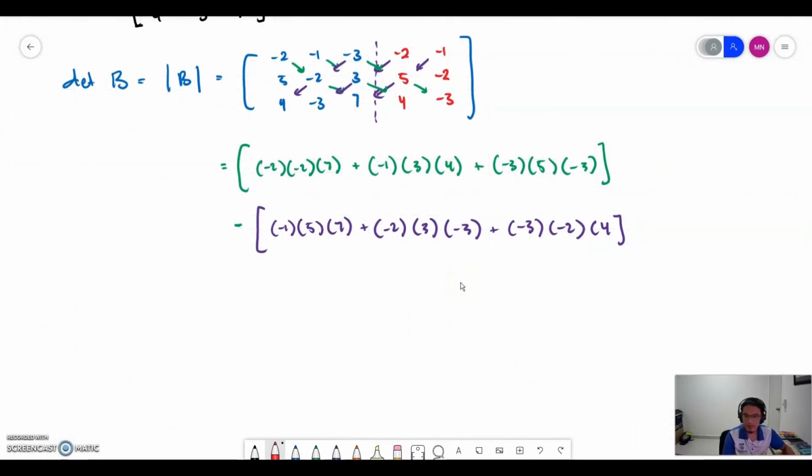Then we proceed with the calculation. We do all the multiplication, addition, and subtraction involved in the calculation. So we should have 61 minus 7, which is equal to 54. So 54 is the determinant for matrix B.